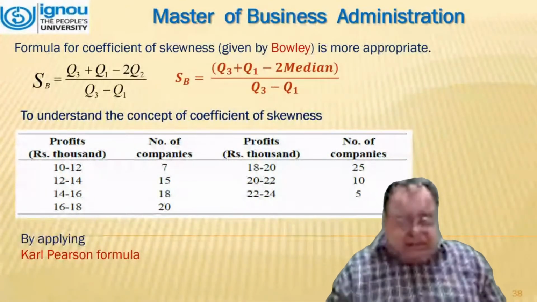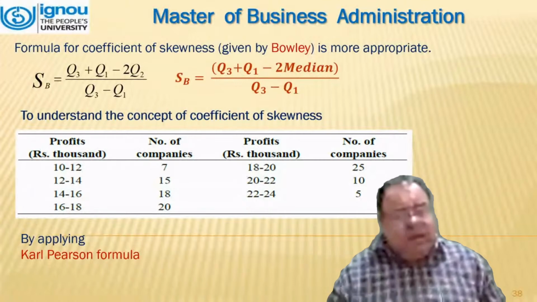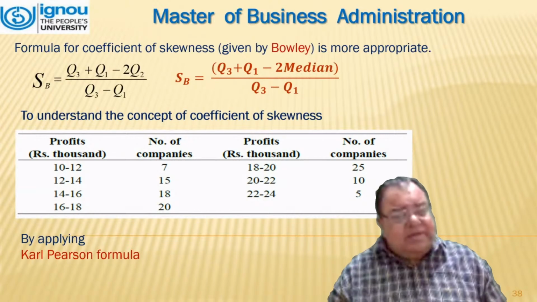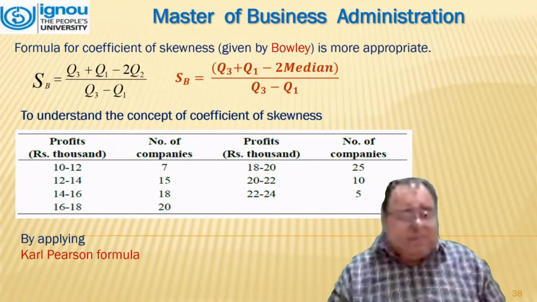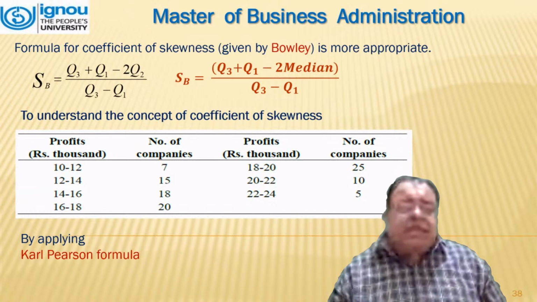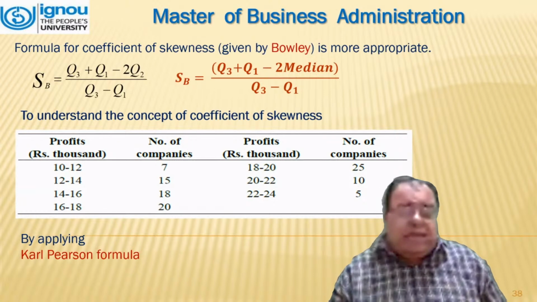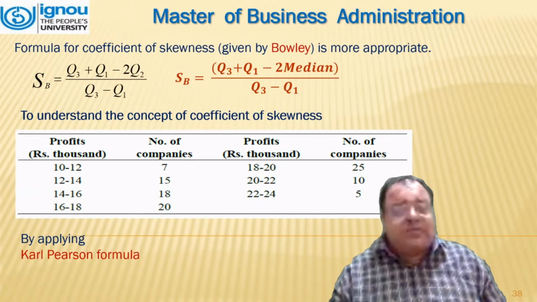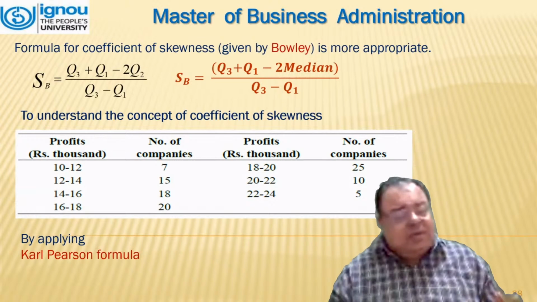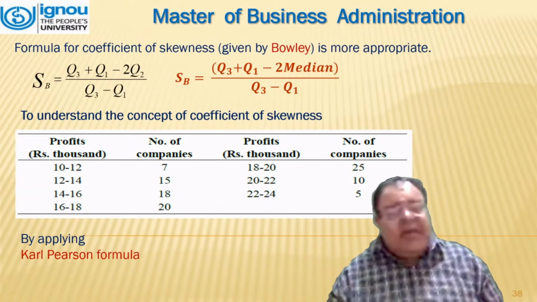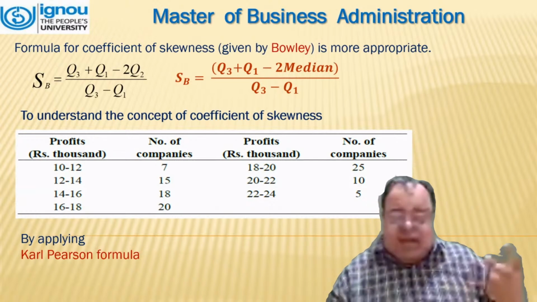There is another relation provided by Bowley. That is in terms of quartile and median. In that case, we won't be using mean. The SB is equal to Q3 plus Q1 minus 2Q2 divided by Q3 minus Q1. You are aware that Q2 is median. Now, this data is given to us and we will be finding Karl Pearson's coefficient.